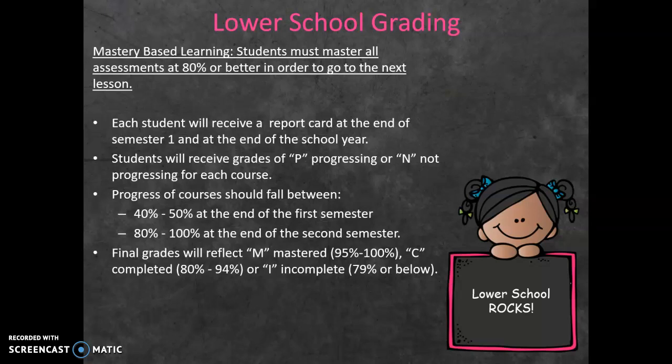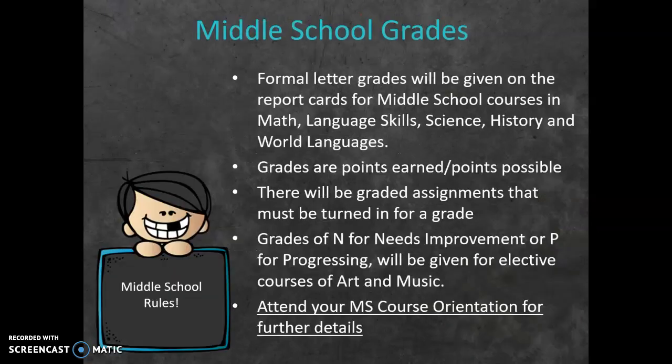In order to get an M for mastered, students need to have 95 or higher completed. Anything between 80 and 94 is considered a C, which is just for completed. Anything under 80 will get an I for incomplete. If you have a 79 or below, the student will not be recommended for promotion.